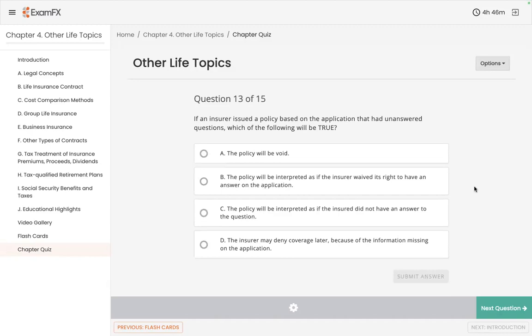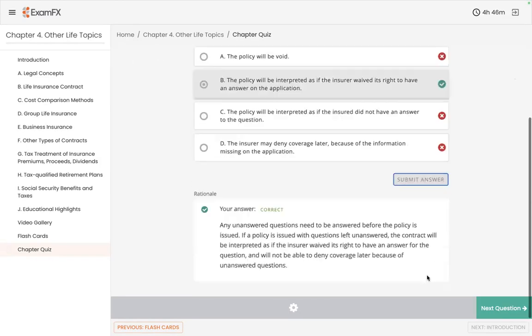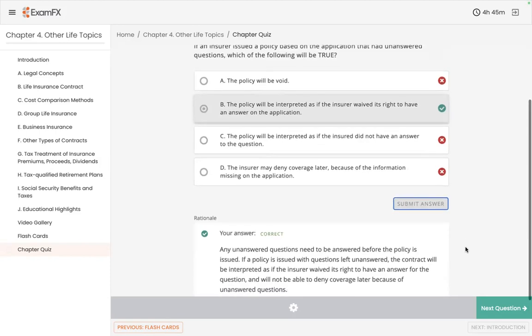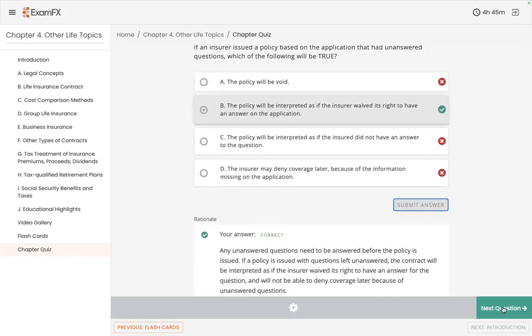The insurer issued a policy based on an application that had an unanswered question. Which of the following would be true? Policy would be void. Policy would be interpreted as the insurer waived its rights. Policy would be interpreted that the insurer did not have an answer, whereas the insurer would deny coverage. I think it was B. Yeah, good job. Yay!